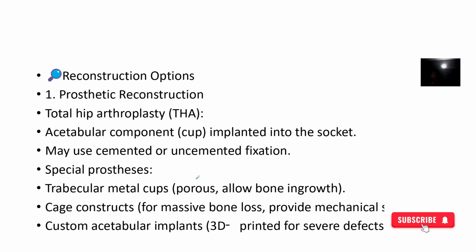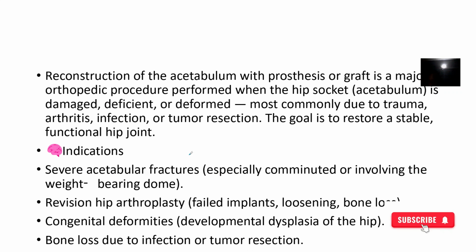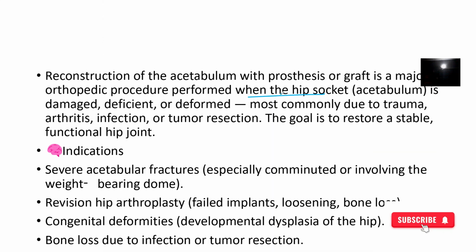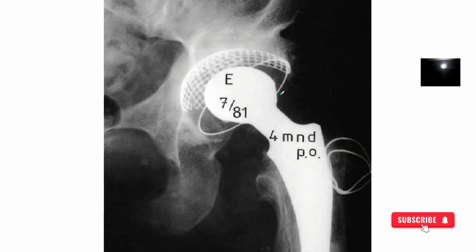So let's look at this. Reconstruction of the acetabulum with prosthesis or graft is a major orthopedic procedure and is performed when the hip socket, that's the acetabulum, is damaged, deficient, or deformed, most commonly due to trauma, arthritis, and so on. So what are the indications?